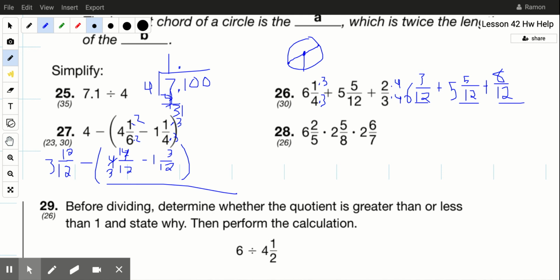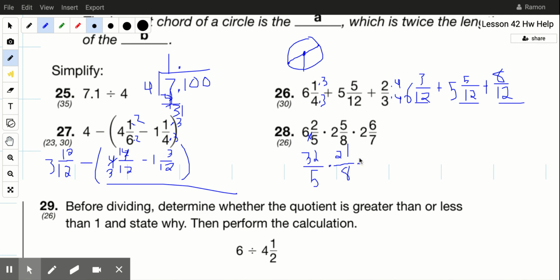And when you multiply mixed numbers, you have to turn them into improper fractions first, or you have to turn them into decimals. Do not just multiply the whole numbers with the whole numbers and the fractions with the fractions. That is not what we're doing. So 6 times 5, 30. 30 plus 2 is 32. Excellent. We're doing it. And then we have 2 times 8 is 16. 16 plus 5 is 21. I'll let you do 2 and 6/7 on your own.